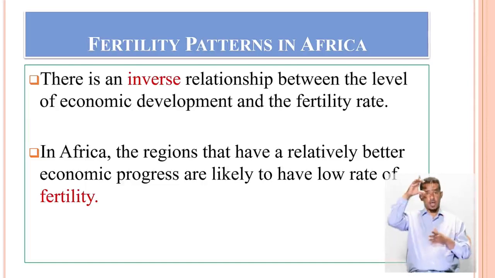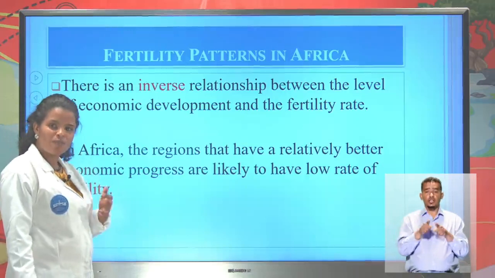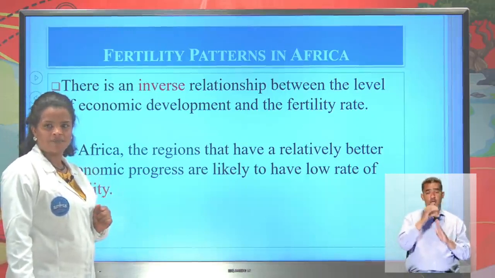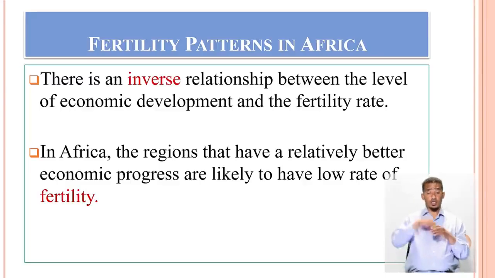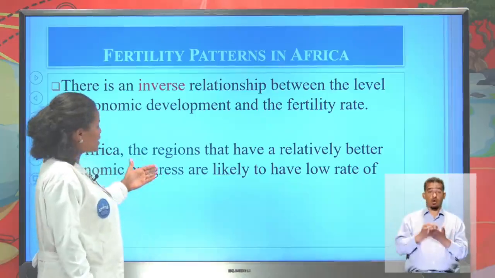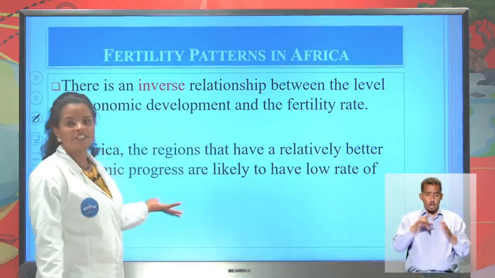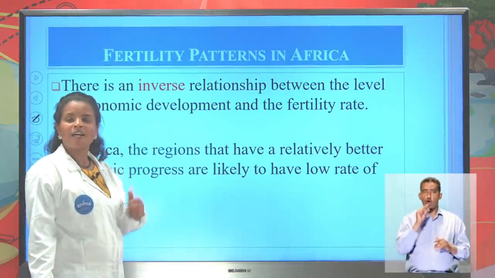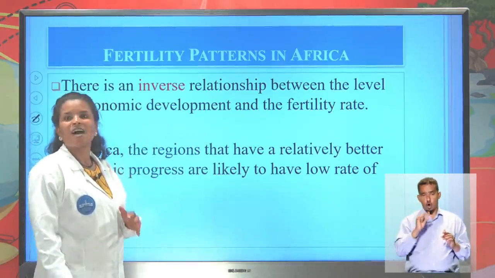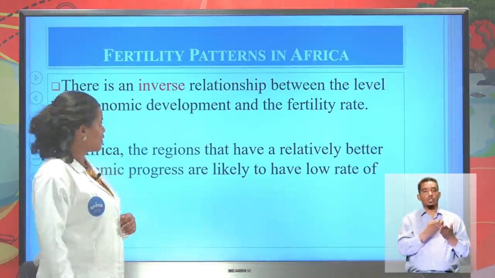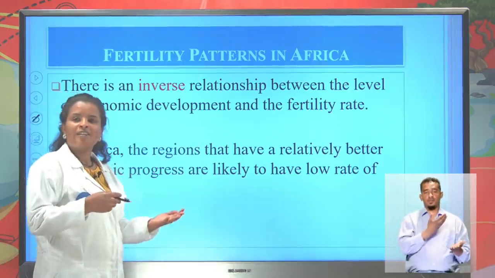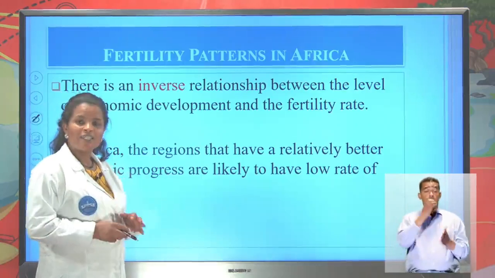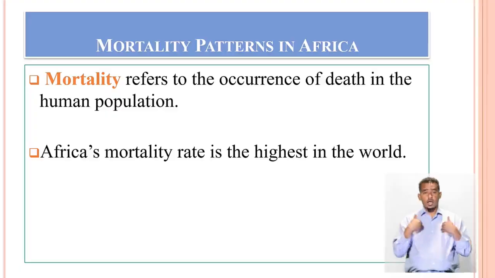There is an inverse relationship between the level of economic development and fertility. For example, in Africa, the regions that have relatively better economic progress are likely to have a low rate of fertility. For example, North Africa has low fertility rates and a low death rate because it is well developed economically. So fertility rate and economic development have an inverse relationship.